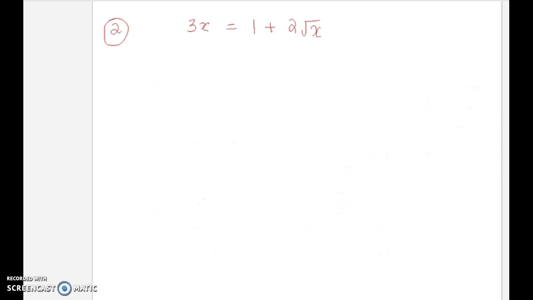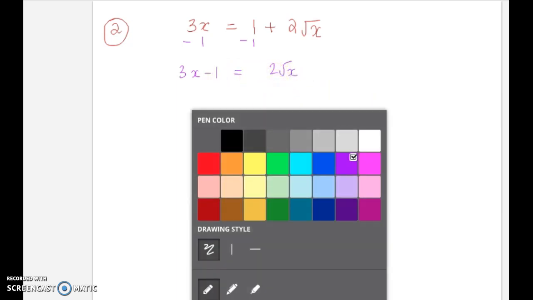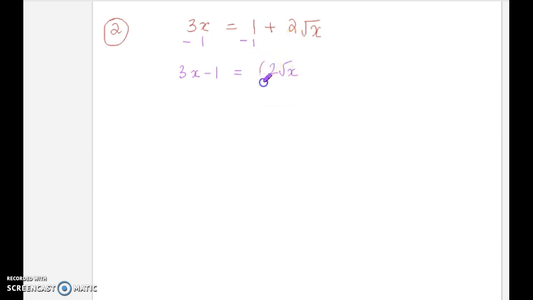So now let's try another question. 3x is equal to 1 plus 2 radical x. Again, we have to isolate the radical on one side, so we have to subtract 1 on both sides over here. So we get 2 square root of x is equal to 3x minus 1. Now the next step, step number 2, is to get rid of the radical by squaring on both sides. So we're going to square and square.